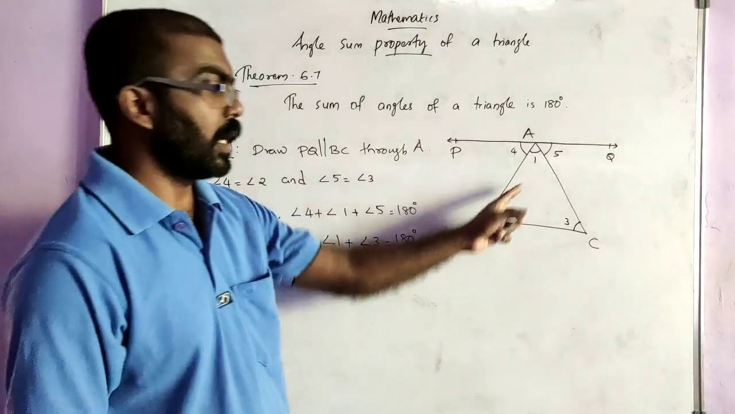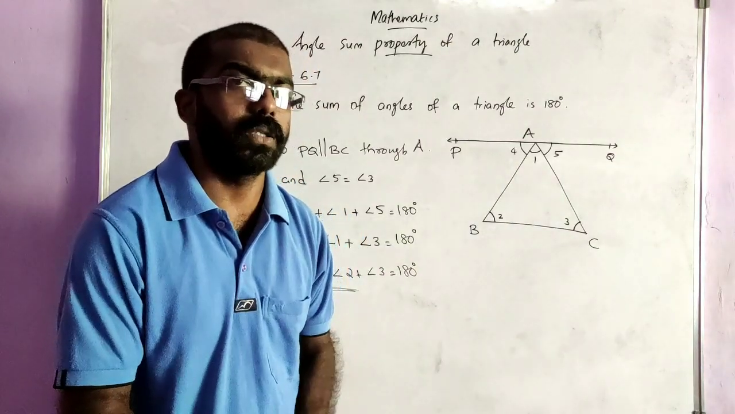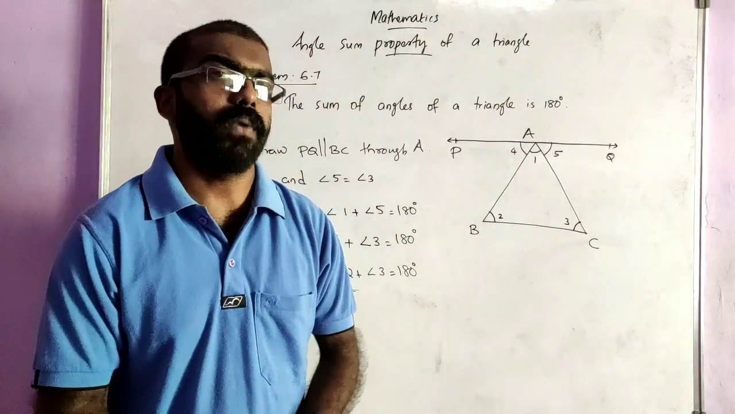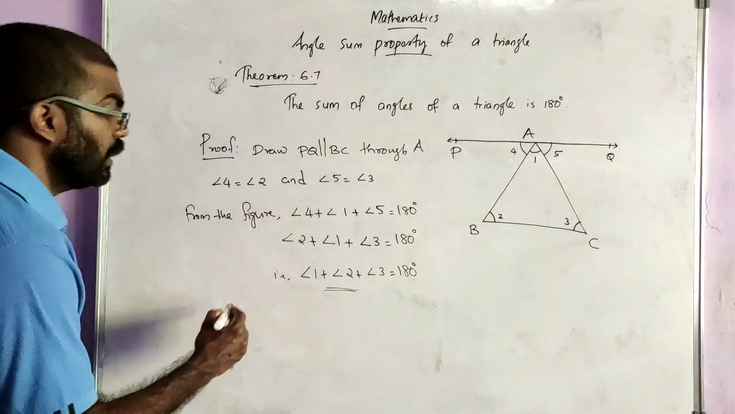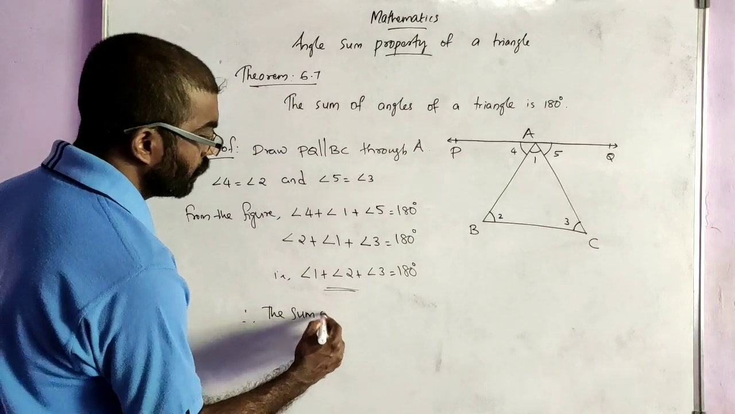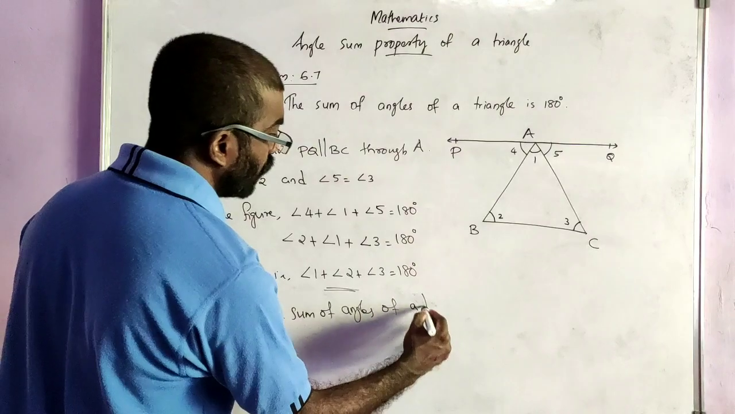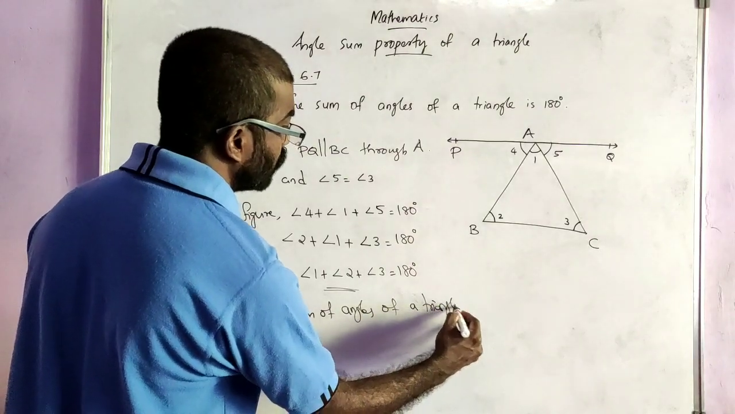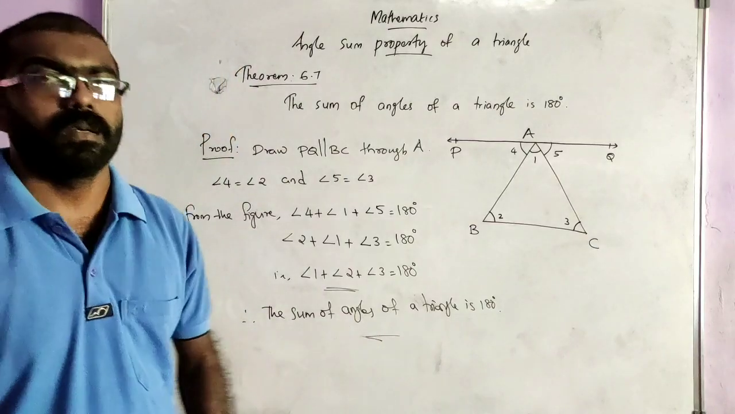Here angle 1, angle 2 and angle 3 are interior angles of triangle ABC. So what can we conclude? Sum of angles of a triangle is 180 degrees. Hence the theorem. Therefore, the sum of angles of a triangle is 180 degrees. Understood?